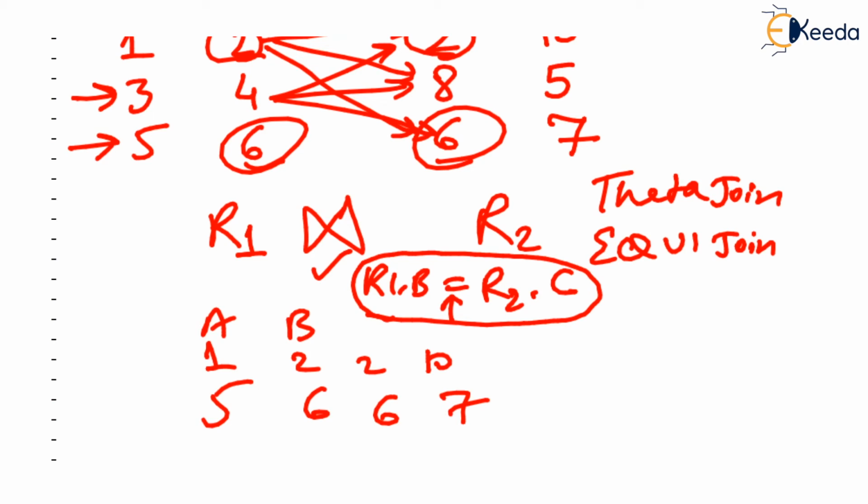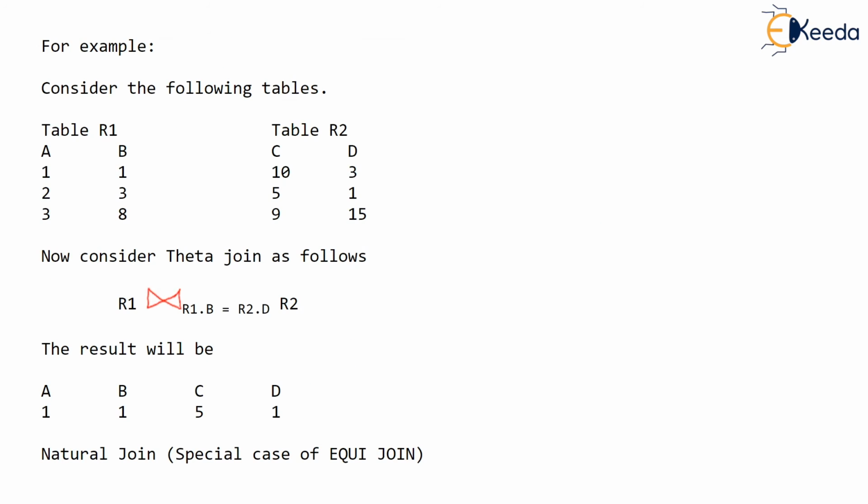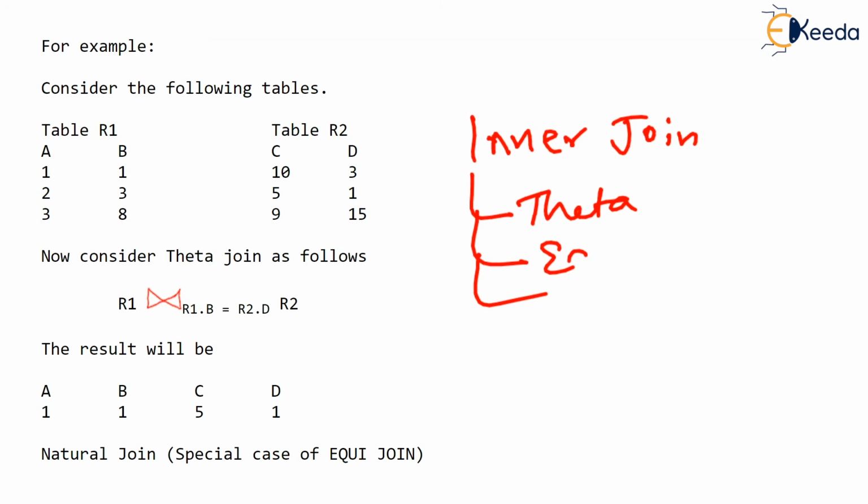That's equijoin. In the next video, we will see what you mean by natural join, which is also an inner join. So I was saying that inner join is one of the types of joins in which there are three types: theta, equi, and the third one is natural join, which we will see in the next video.